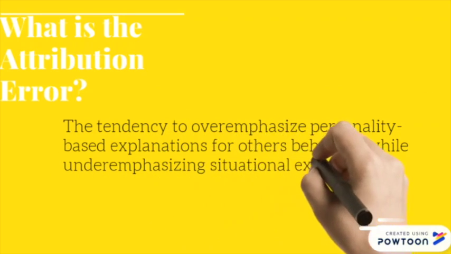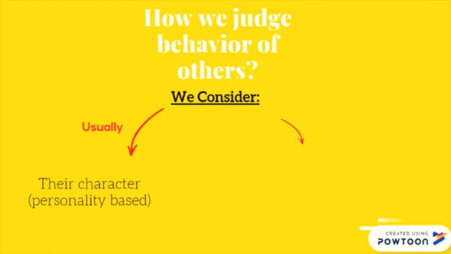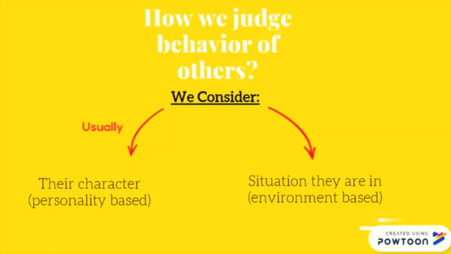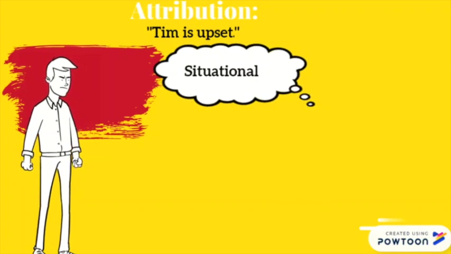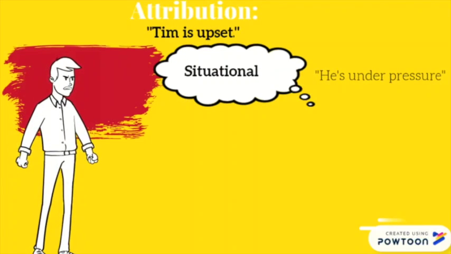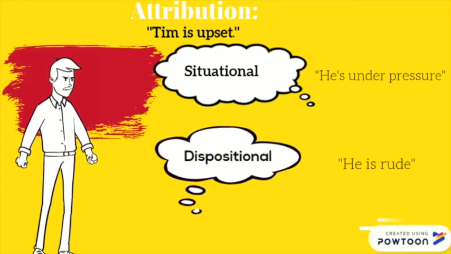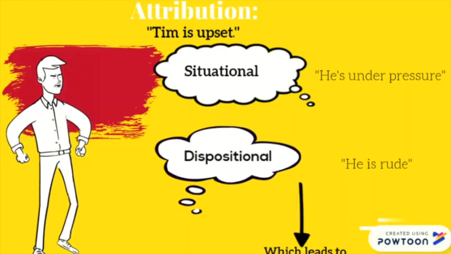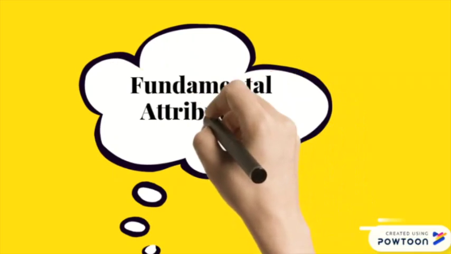while underemphasizing situational explanations. So, in how we judge the behavior of others, we usually consider their character, and in other cases, their situation. For example, an attribution would be Tim is upset. The situational would be he's under pressure. And the dispositional would be he's just rude. Which leads to fundamental attribution error.